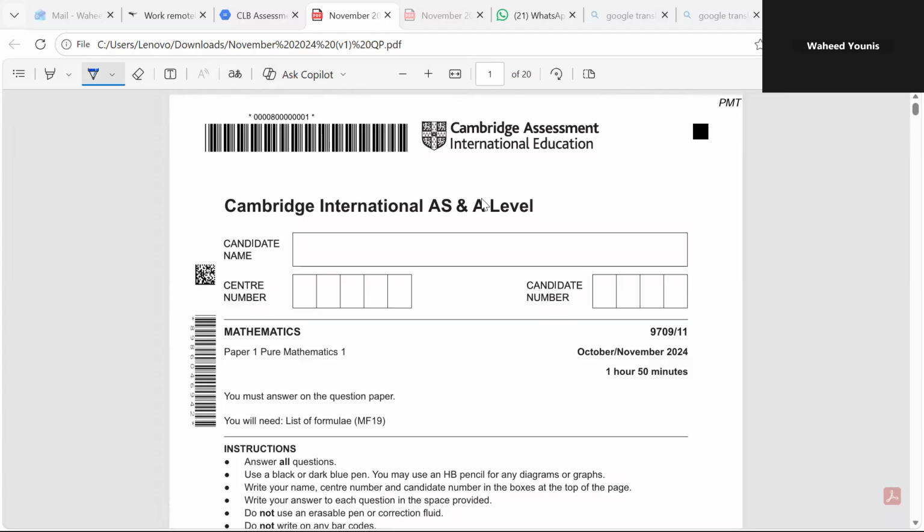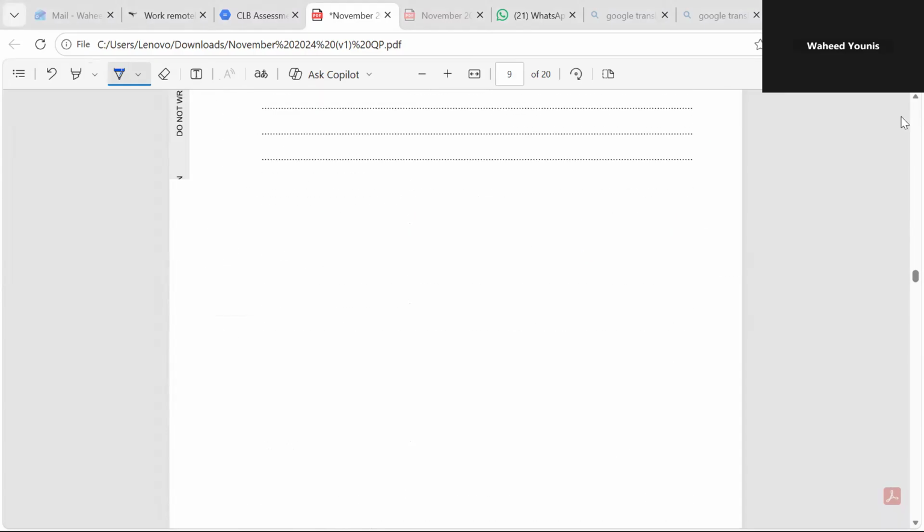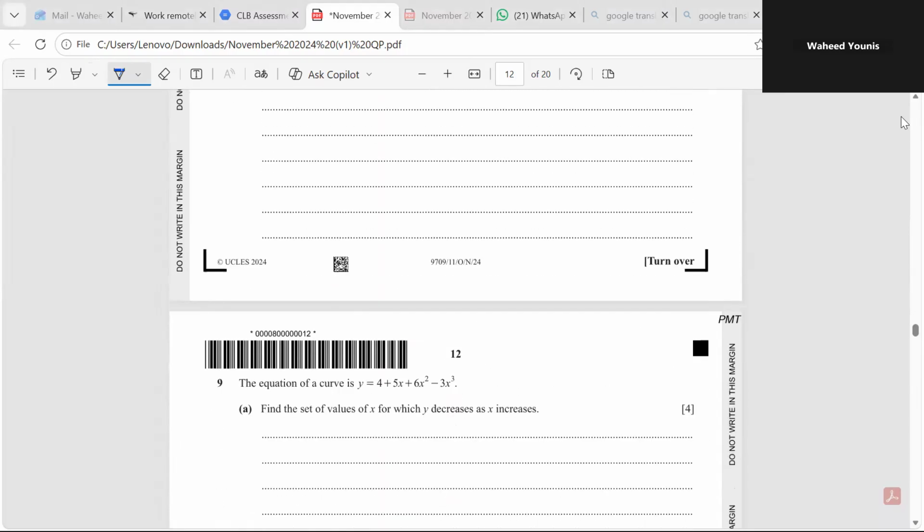We have been solving these past papers. Right now I have Mathematics, Pure Math 1, October/November 2024. We were doing question number 10. We did 9 questions last time, so now we are at question number 10.